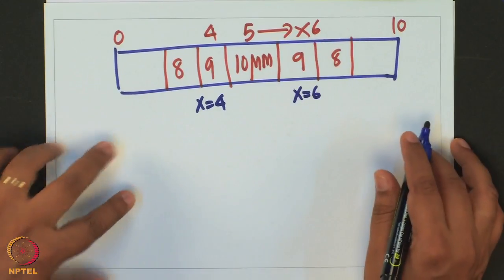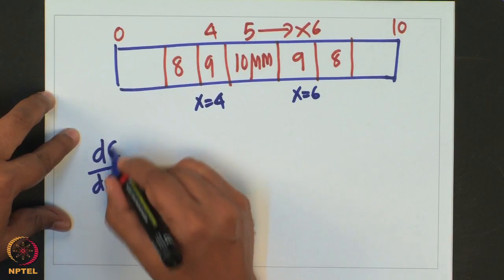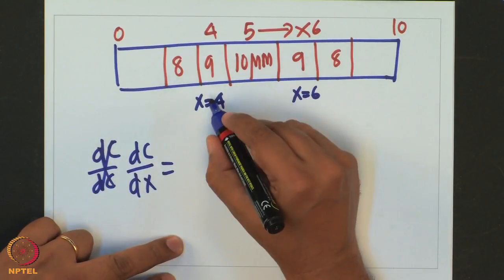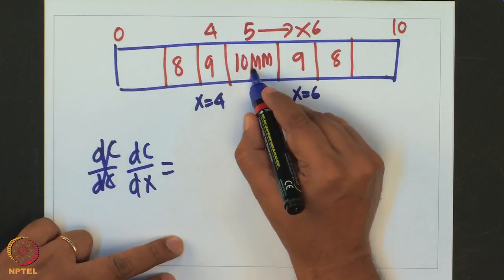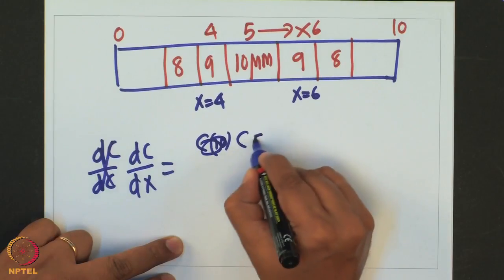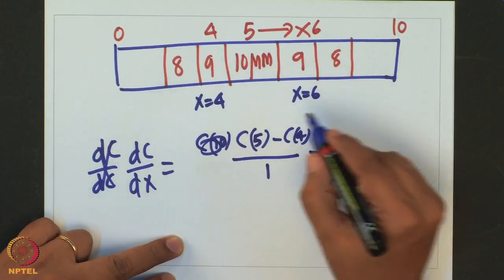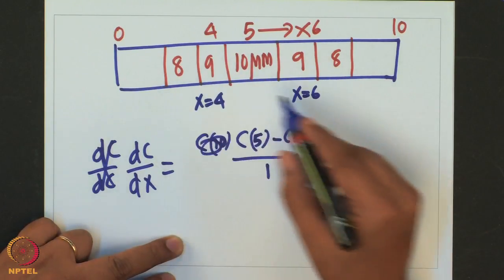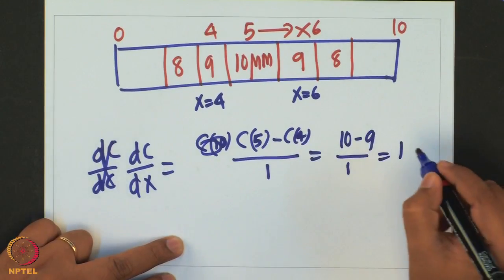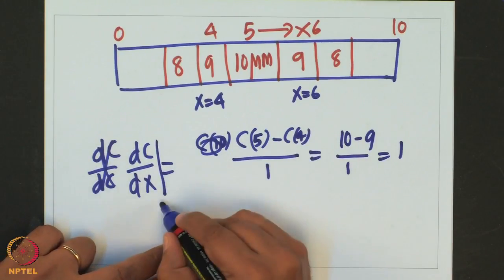will calculate the gradients at these two locations, dC by dx. So dC by dx at 4 is C at 5 minus C at 4 divided by 1. So this would mean 10 minus 9, which is 1. So the dC by dx is 1 here. So this is dC by dx calculated at 4.